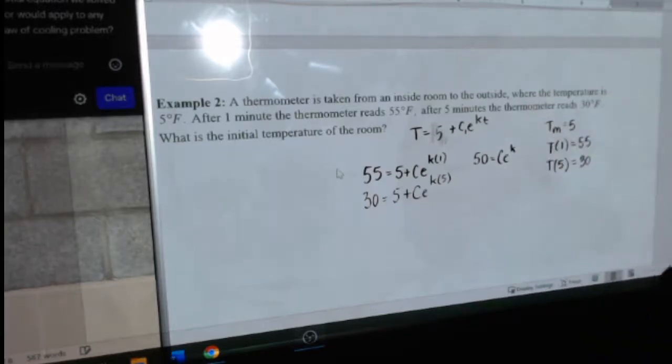Yes, the equation we solve for applies to any law of cooling problem. However, when I ask you to do it, you have to solve for that equation.